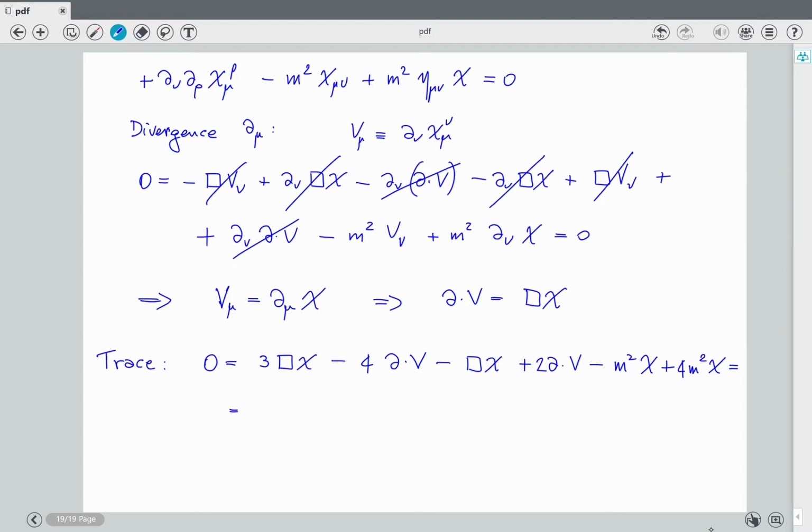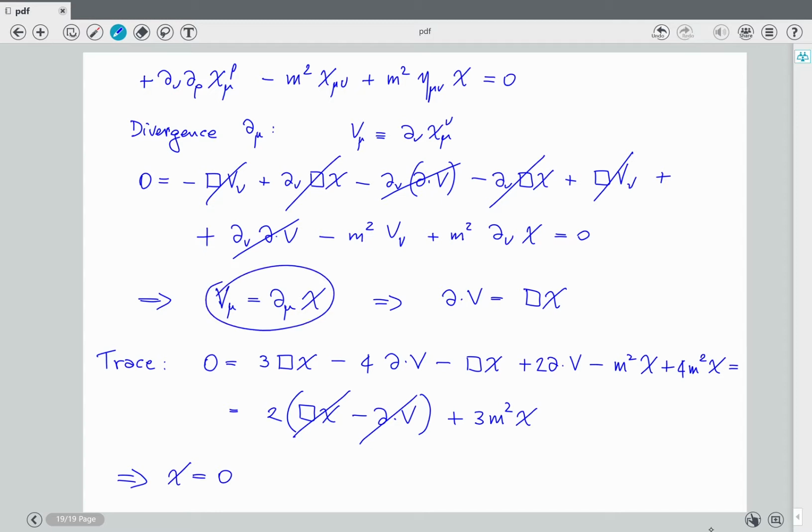So that is equal to 2 box chi minus the divergence, minus 2 the divergence, and that's 0 because of what we found earlier, plus 3m squared chi. So that implies that chi is 0, doesn't propagate, but if chi is 0, this thing implies that the divergence of V is 0. And this thing implies that entirely V is 0. Not only its divergence.